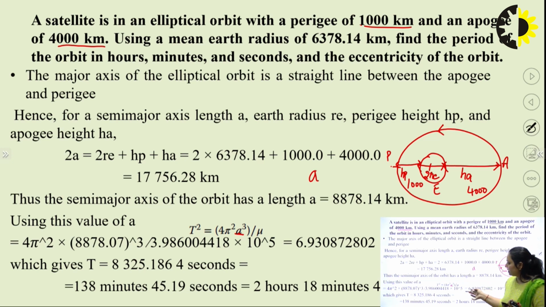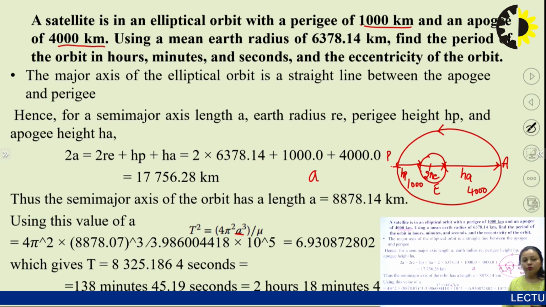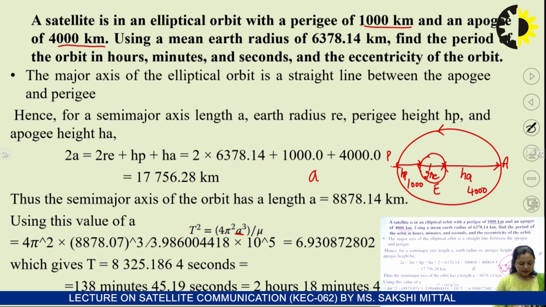So in this way we can calculate the time period, which comes out to be 8325.1864 seconds, or if you convert it into minutes and seconds, it is 138 minutes 45.19 seconds, and if you convert it into hours, then it is 2 hours 18 minutes 45.19 seconds. So the first part of the question, that is the time period, has been calculated.